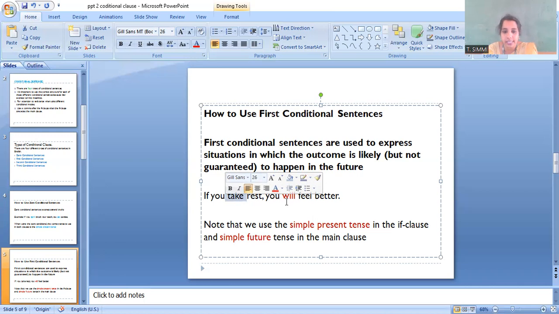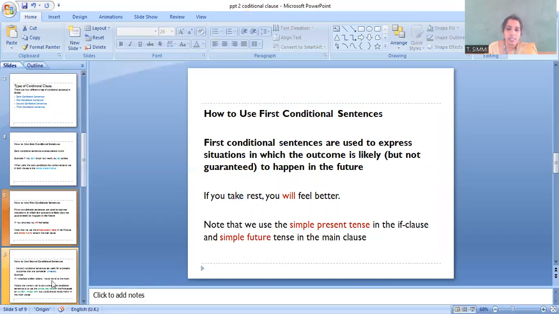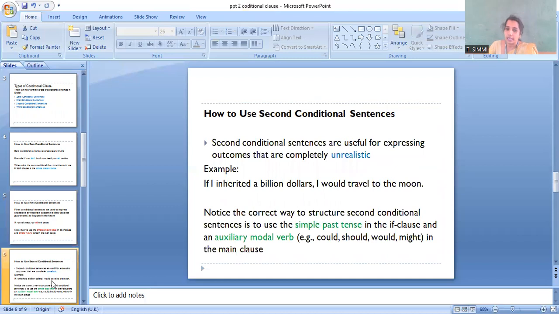If you take rest, that is a simple present tense, and take is a simple present, and after the comma we have to use simple future. That is first conditional sentences. And the next one is second conditional sentences, the third one.